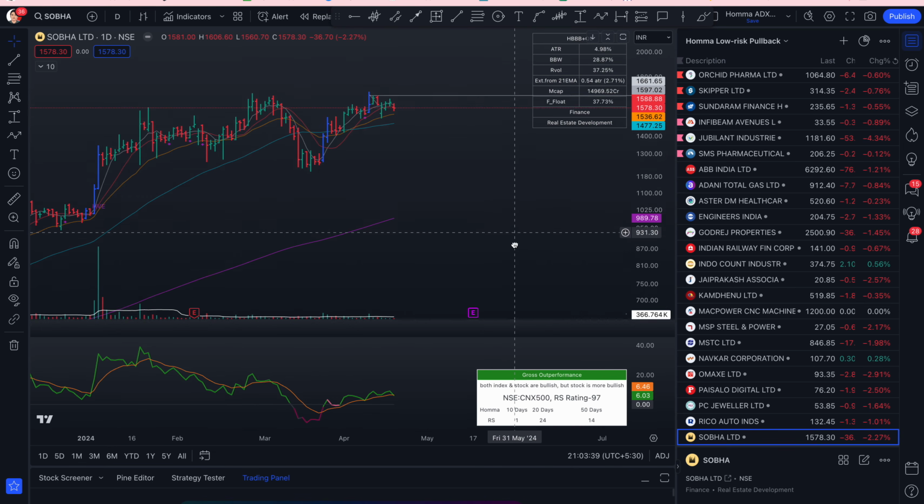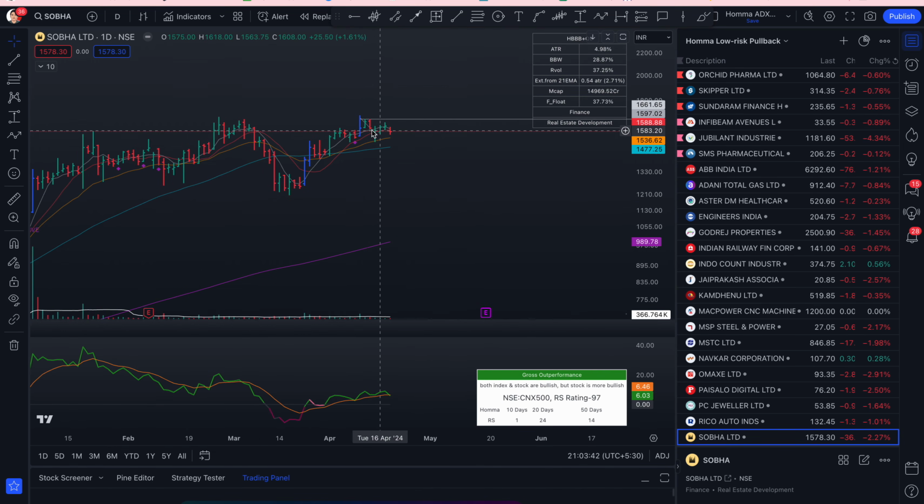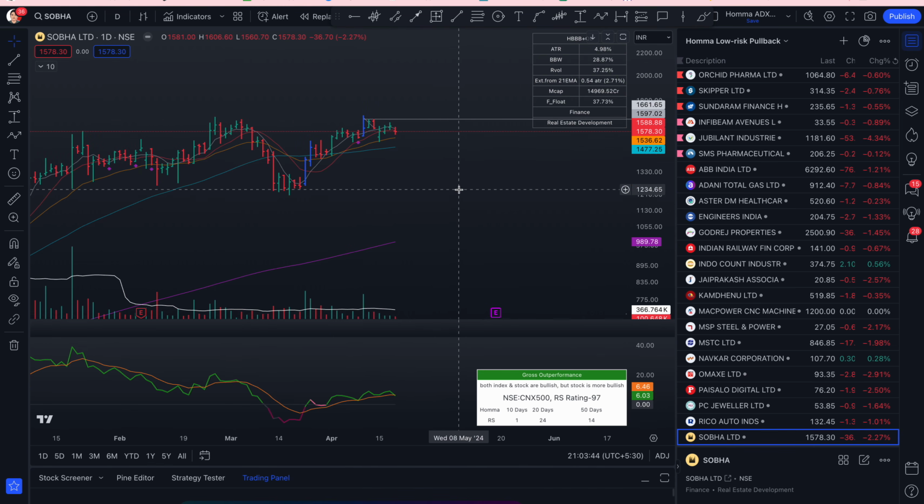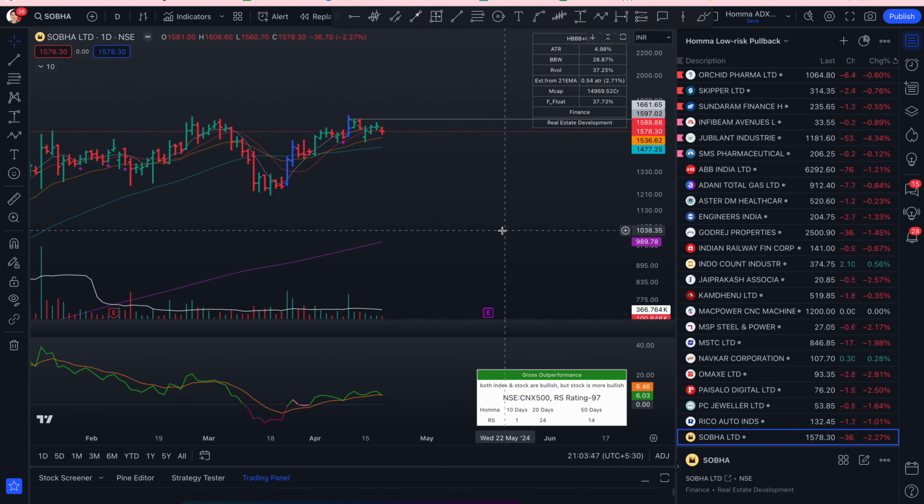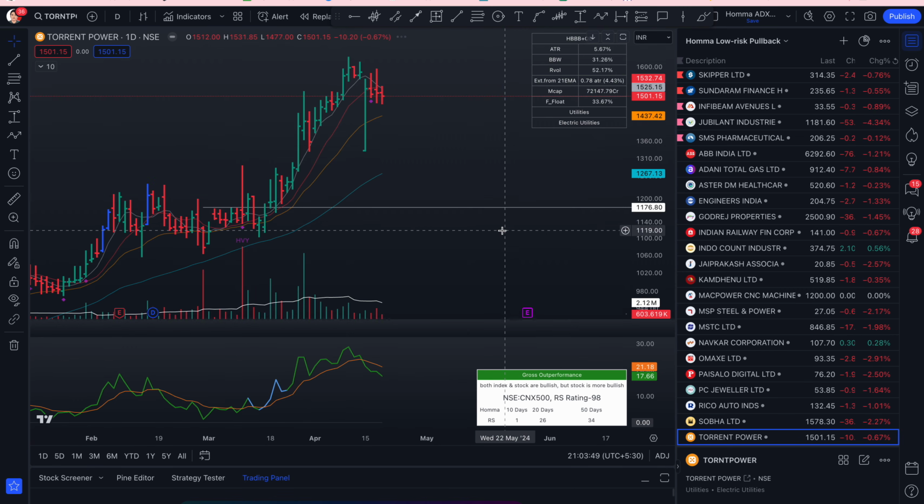So Shobha is a good one. It's now going sideways. There's not much pullback. Still above the key moving averages, and also from a stronger sector.